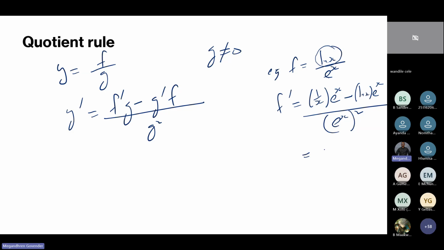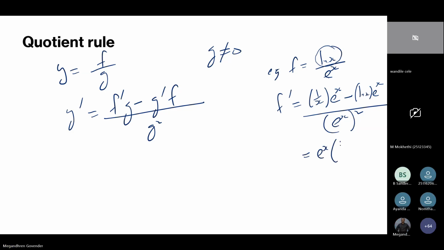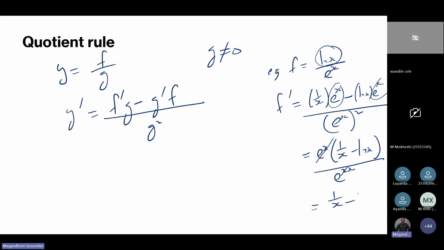So this becomes, I take an e to the x as a common factor on top, and the bottom you've got e to the power 2x. But guess what? So my final answer, if you wanted to make it look pretty, is that over there. Does that make sense, everybody?